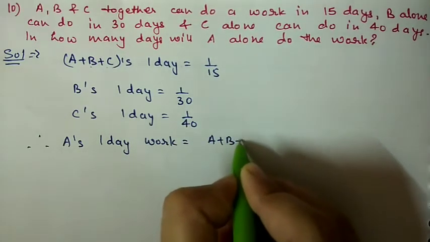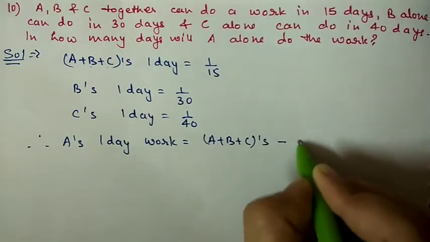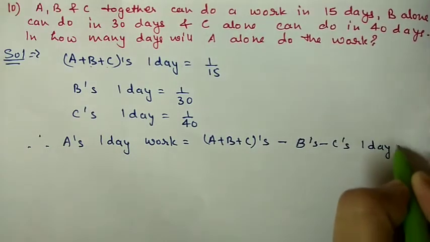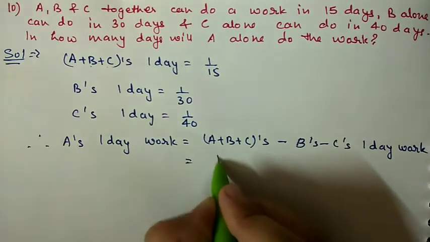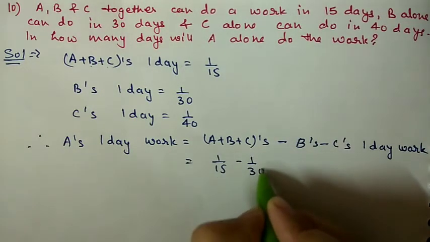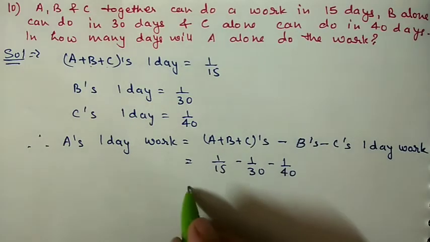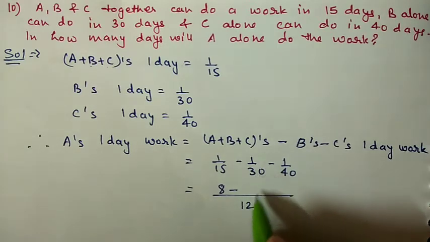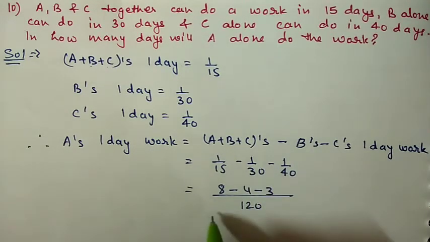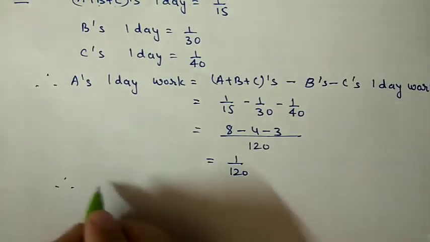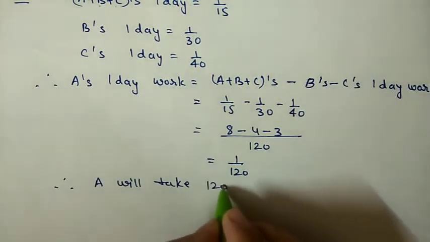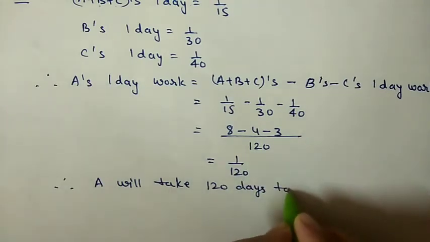Therefore A's one day work is equal to A plus B plus C's minus B's minus C's one day work. So we can subtract 1 by 15 minus 1 by 30 minus 1 by 40. Take LCM. LCM will be 120. 15 8s, and 30 4s, and 40 3s. So we will get 1 by 120. Therefore A will take 120 days, the reciprocal of it, to complete the work.